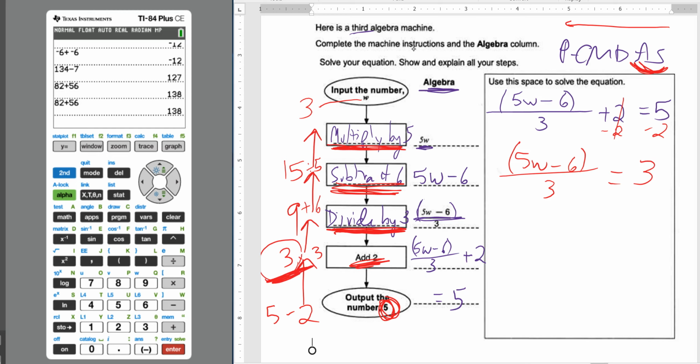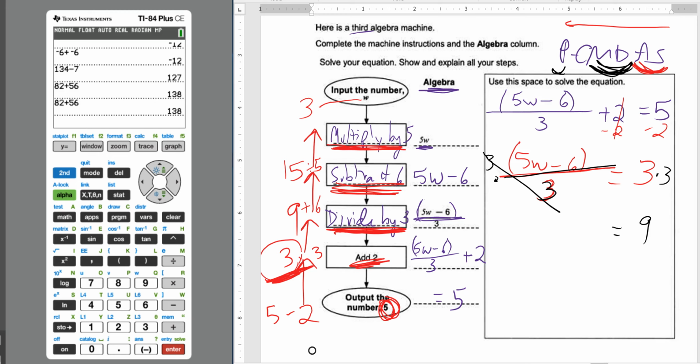Okay. Now, division comes before parentheses in order of operations. So when we're going backward, multiplication, division would come first, or before the parentheses. Okay, so the inverse of dividing by 3 would be to multiply by 3. On the left side, that'll cancel the 3's. On the right side, you have to actually multiply, and 3 times 3 is 9.